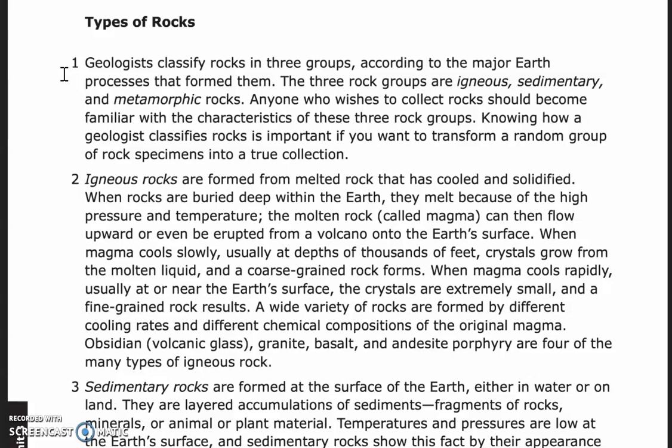rock forms. When magma cools rapidly, usually at or near the Earth's surface, the crystals are extremely small, and a fine-grained rock results. A wide variety of rocks are formed by different cooling rates and different chemical compositions of the original magma. Obsidian, volcanic glass, granite, basalt, and andesite porphyry are four of the many types of igneous rocks.